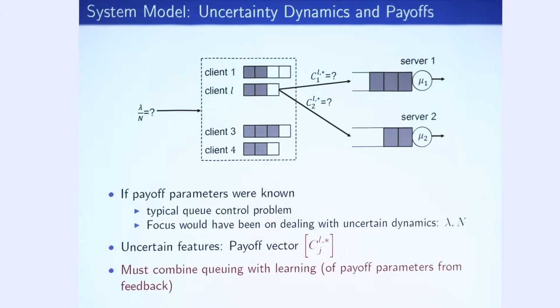Okay, so in this case, since we do not know the payoff vectors, we somehow need to combine queueing with learning of these payoff vectors from the Bernoulli feedback that we talked about earlier. Remember, the system will observe Bernoulli payoff feedback if the task has finished service.